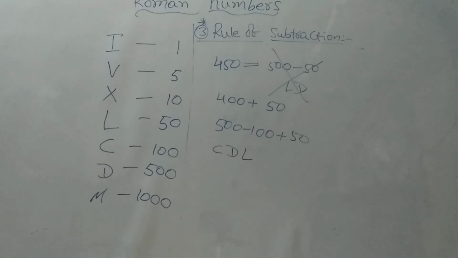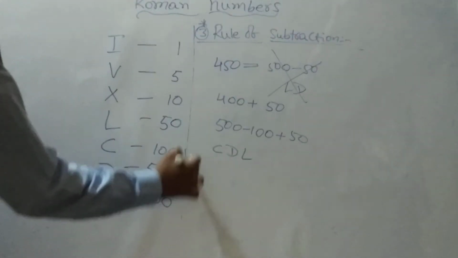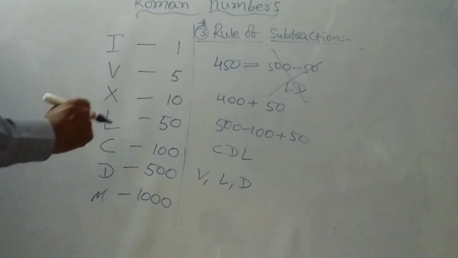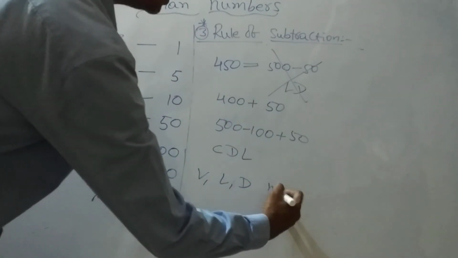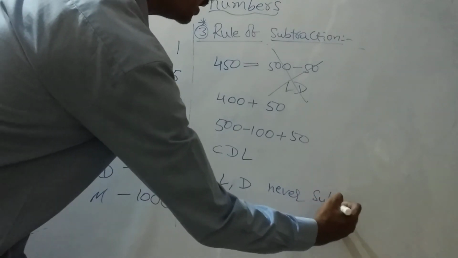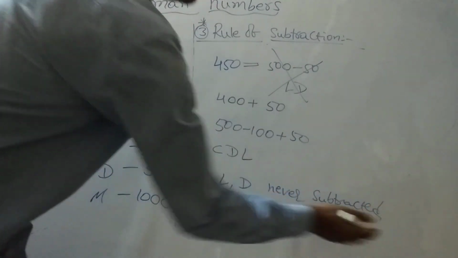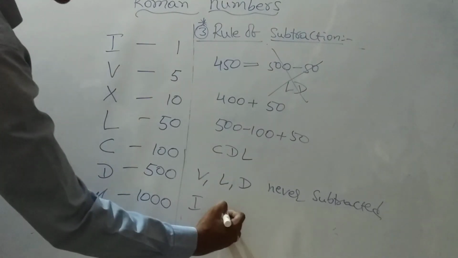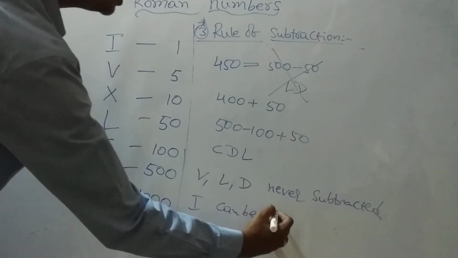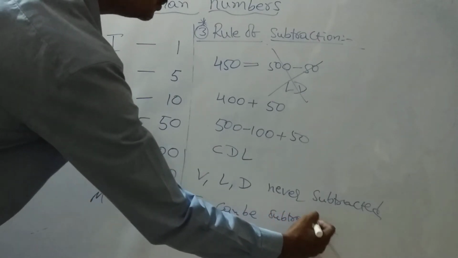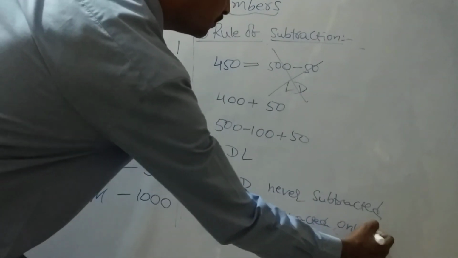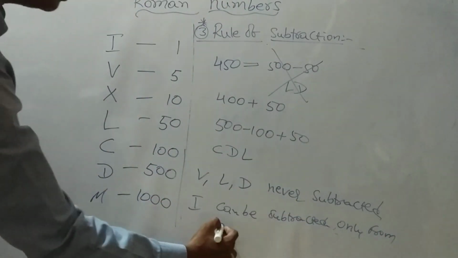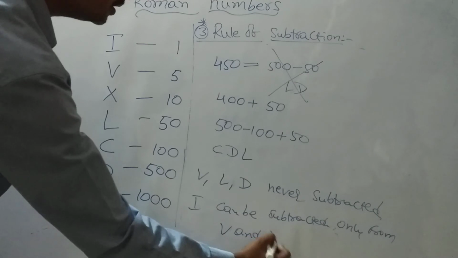Like this, V, L, D are never subtracted. And previously we discussed that I can be subtracted only from V and X.